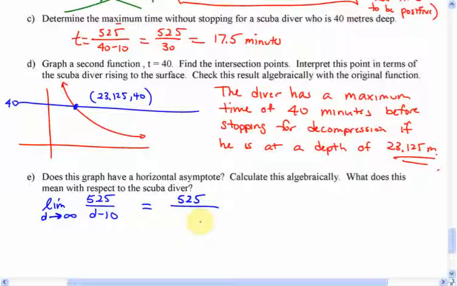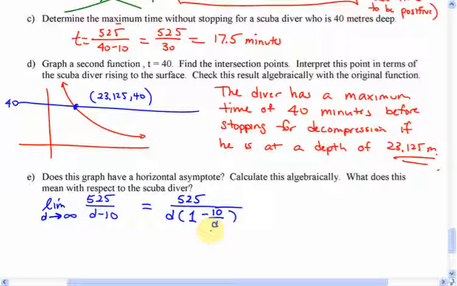In this case, there's no variable on the top, so we'll leave it as 525. There is a variable on the bottom, which is d, so we'll factor that out. And then I'm asking you to take the d minus 10 and divide it by d. So d divided by d is 1. What's negative 10 divided by d? Negative 10 over d. Okay.